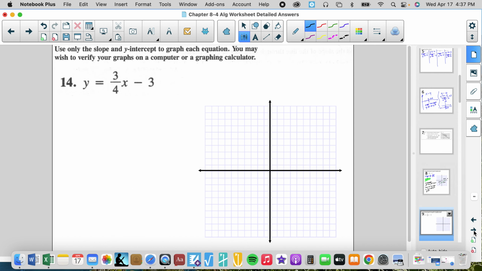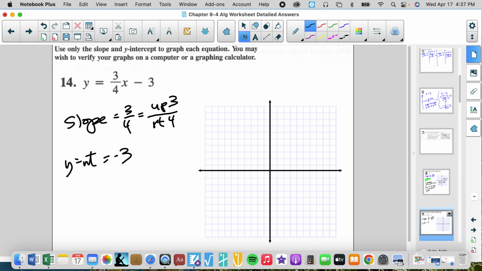Good. What's my slope? My slope is 3/4. That means up 3, right 4 in slope-ease. My y-intercept is going to equal -3. I'm going to find the y-intercept first. I'm going to go down 3 on the y-axis. It crosses the y-axis at -3. Then I'm going to use the slope, up 3, right 4. Takes me here. I'm going to go up 3, right 4 again.